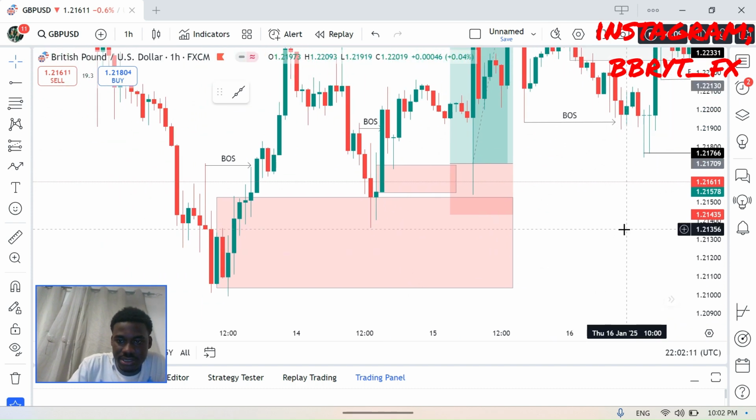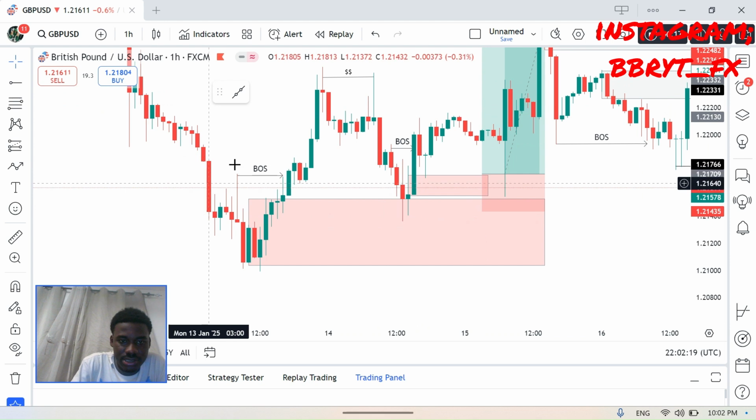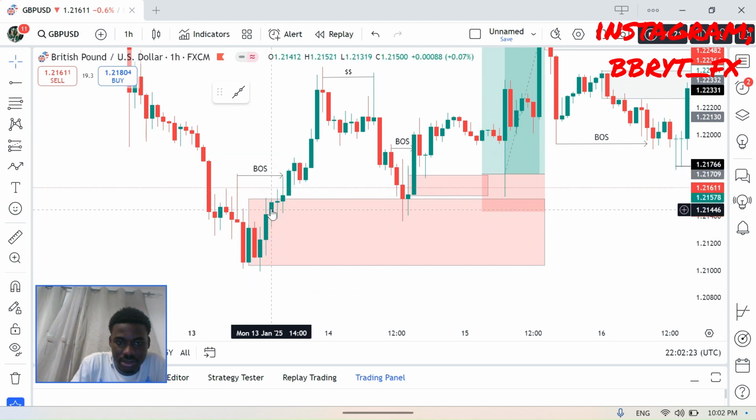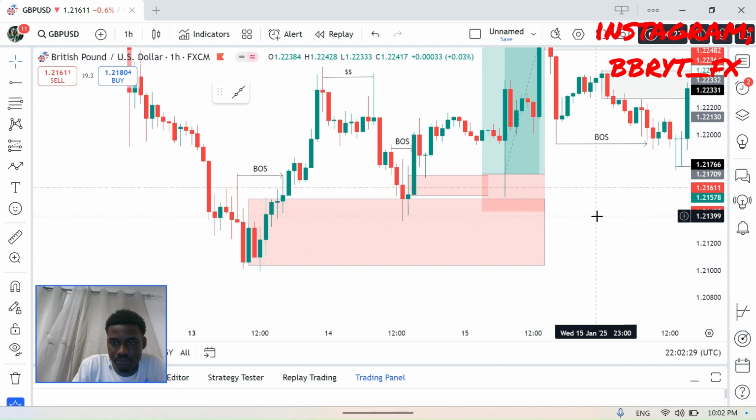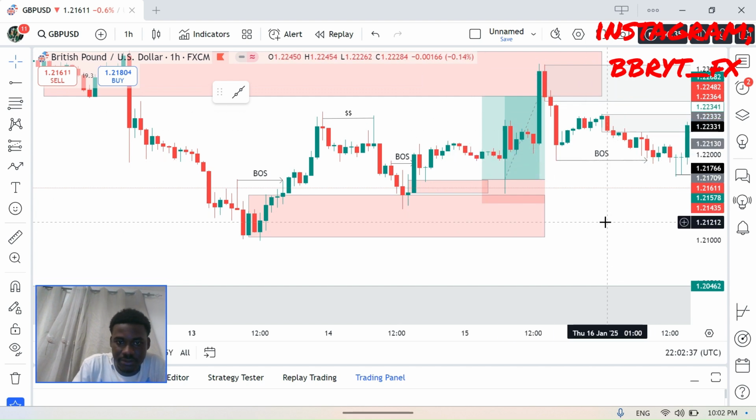A break of structure is simply the higher highs or higher lows of a trending market being broken, right? So we had this higher high right here, and as soon as price was able to break this, I knew that okay, we are having a reversal on our hands. So I marked down the demand zone, which I was looking to buy from, into this supply, so I can just sell it off.